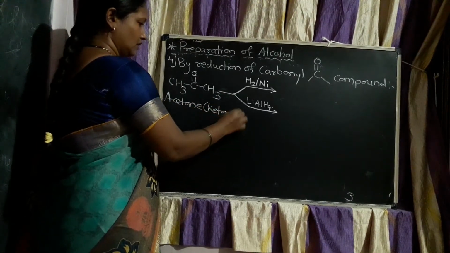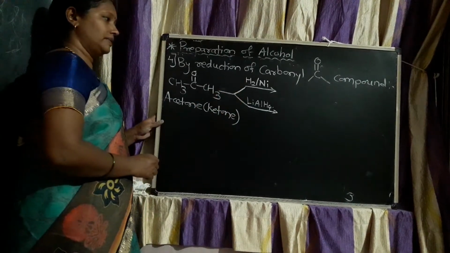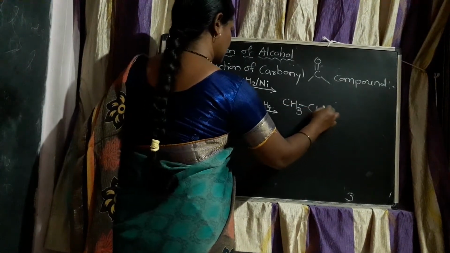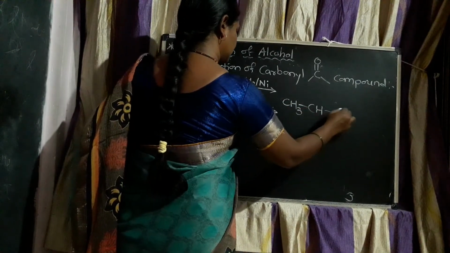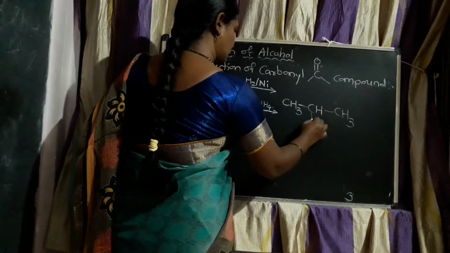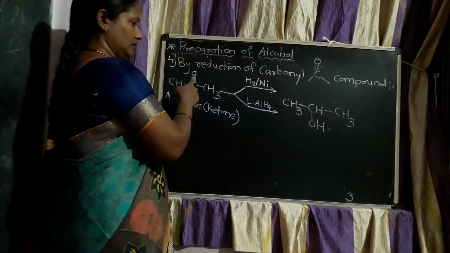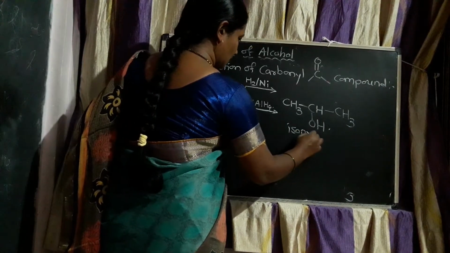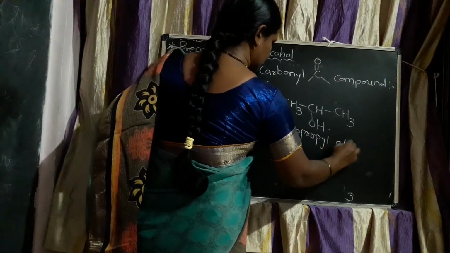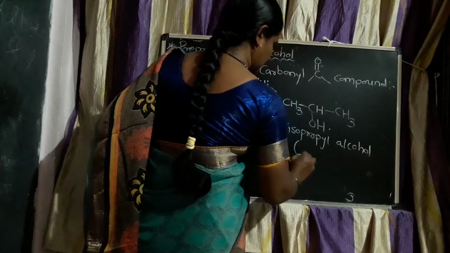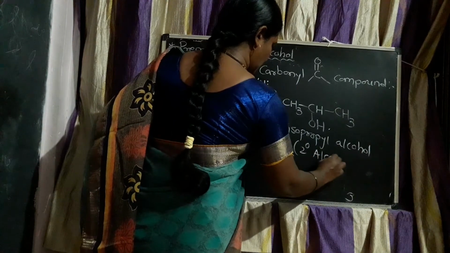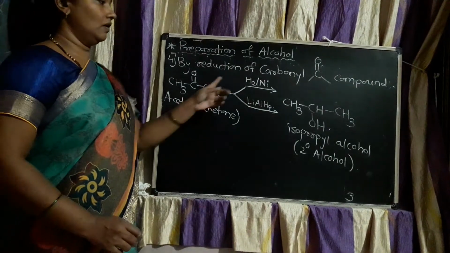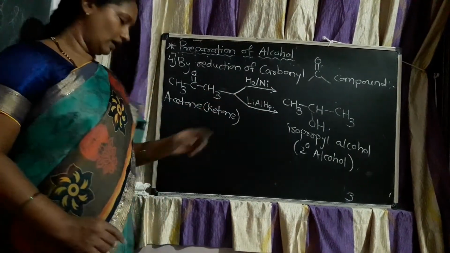Ketone, on reduction with hydrogen in the presence of nickel or LiAlH4, forms the secondary alcohol. It is isopropyl alcohol, a secondary alcohol. When this ketone is reduced, it forms the secondary alcohol.